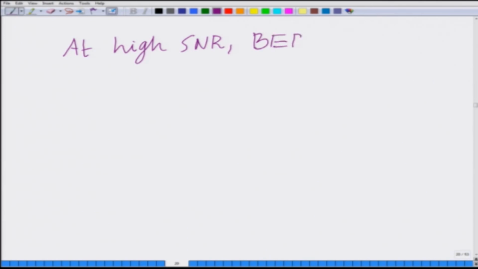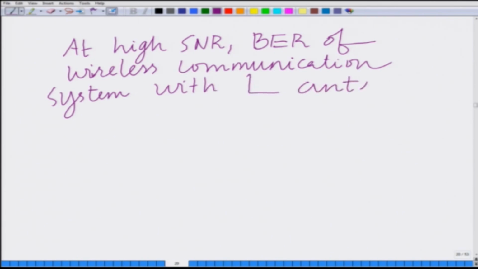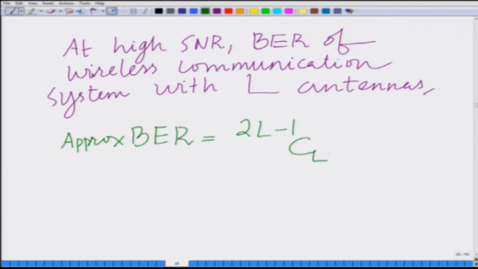the bit error rate of a wireless communication system with L antennas can be approximated as the approximate bit error rate equals (2L minus 1 choose L) times (1 over 2 SNR) raised to the power of L. This is the expression for the approximate bit error rate at high SNR.